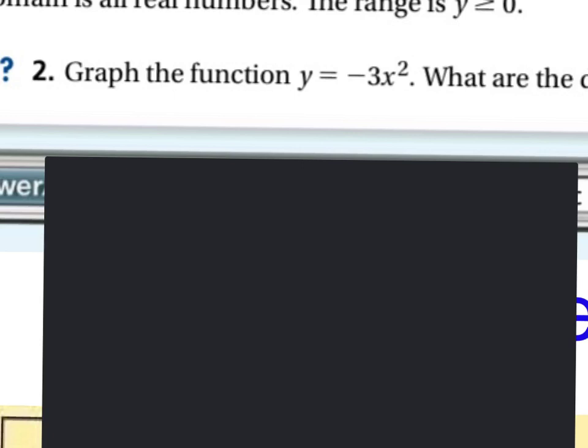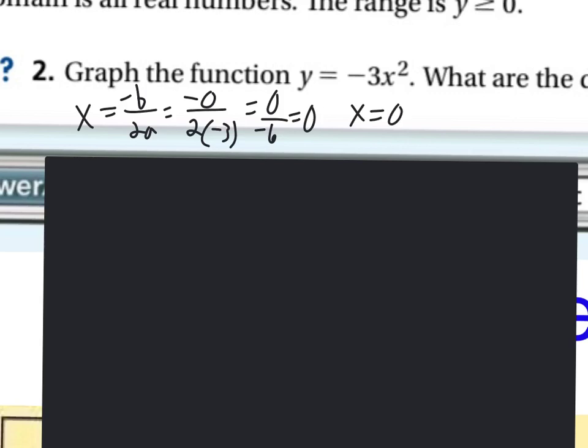So this is like the example that they just went through in the book. We don't have an x term, we don't have a constant, so our line of symmetry is going to be x equals 0. And again, you can go through the process if you want. We don't have a b term, so it really doesn't matter. Whatever it's going to be is 0. So x equals 0 is our line of symmetry.